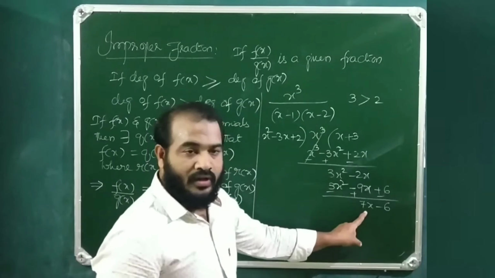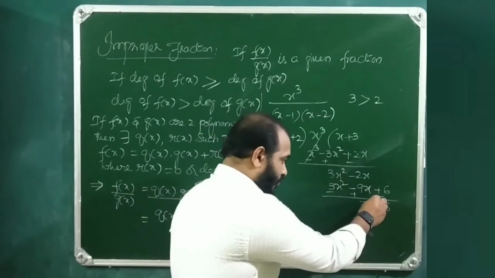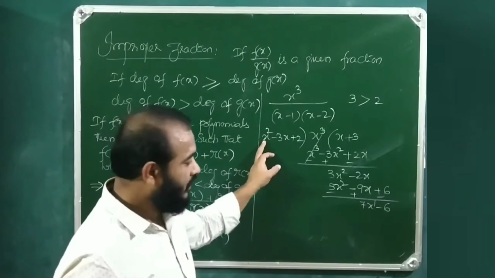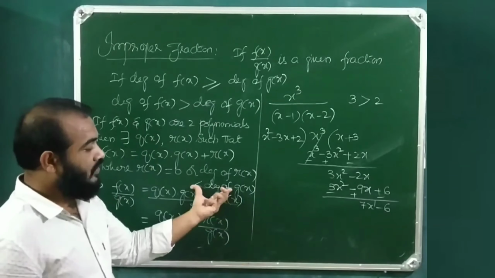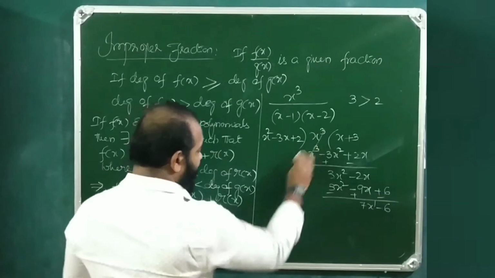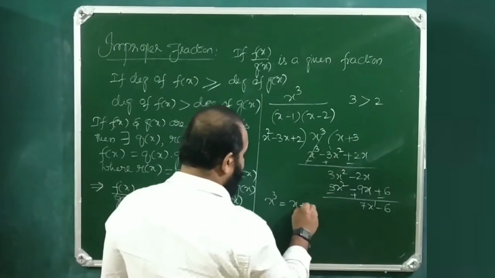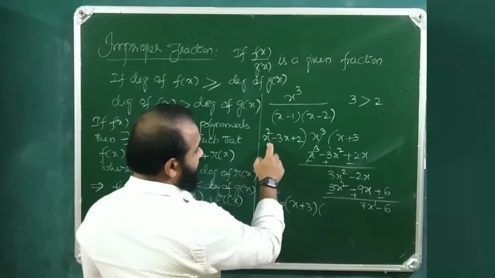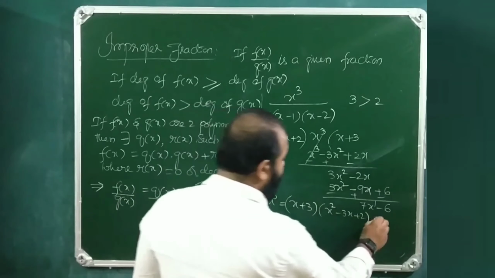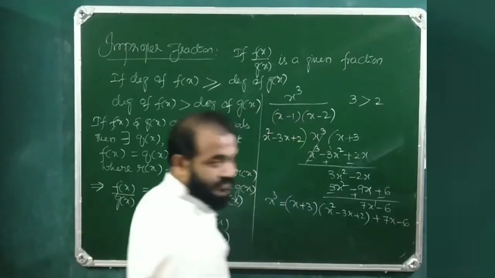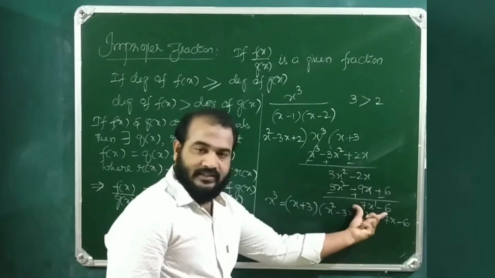Now the degree of r of x, the remainder, is 1 and the degree of g of x is 2. The degree of the remainder is less than the degree of g of x. Therefore, x cube is equal to q of x, which is x plus 3, into g of x, x square minus 3x plus 2, plus the remainder, 7x minus 6. So x cube is equal to this into this plus this.